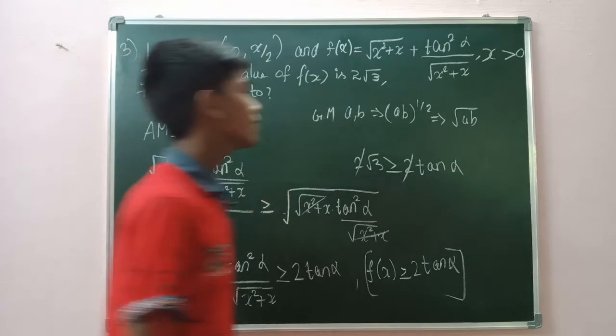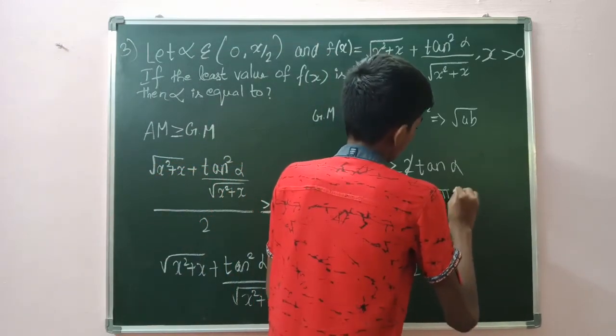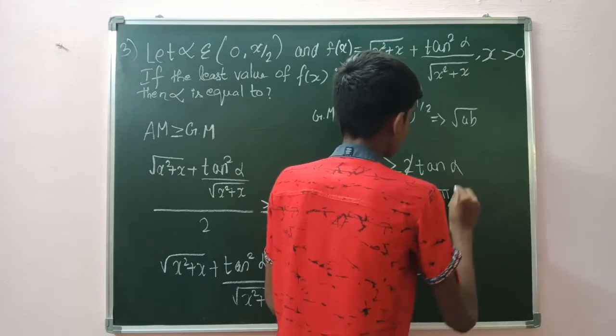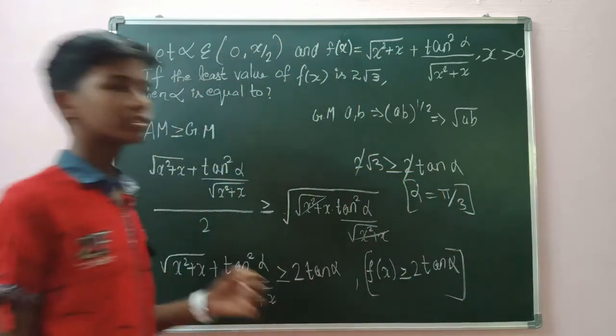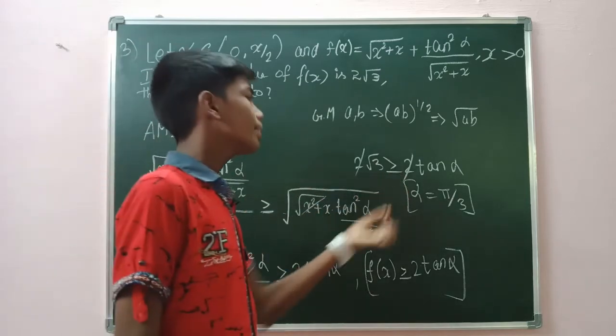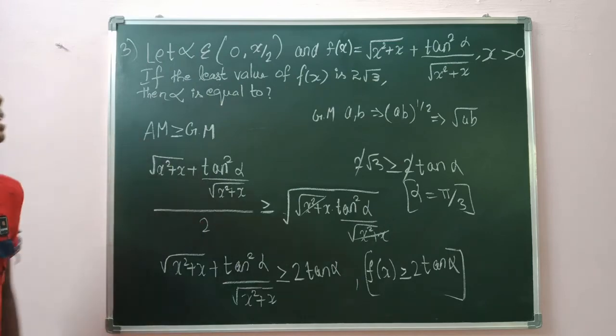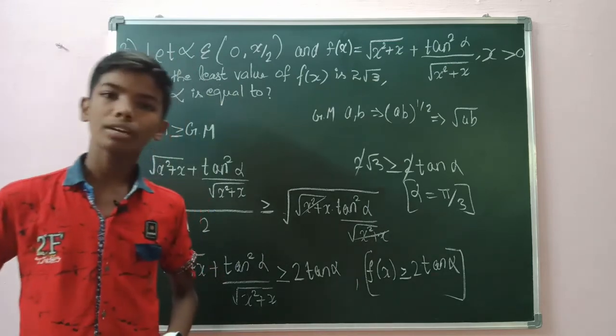So if root 3 is greater than or equal to tan alpha, then of course your alpha should be pi by 3, because tan of pi by 3, tan of 60 degree, is equal to root 3. So just consider the equal to symbol. Greater than symbol is not necessary. It depends upon the option. Hence your alpha is pi by 3 and that's the answer for the question. That's all. Let us move on to the next one.